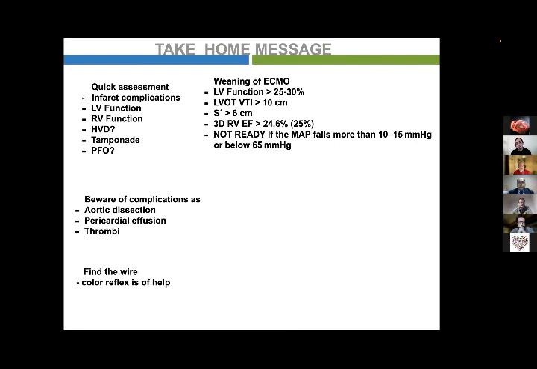Weaning of VA ECMO is looking at the LV function. It should be above 24.5 or 30, the LVOT above 10 centimeters, S-max above 6 centimeters. 3D RV function can be helpful. I would say above 25% is a good marker. And if MAP is falling around 10 to 15 millimeters mercury or below 65, the patient is not ready for weaning. That's another thing we have to take into account. And in my practice, TOE is almost guiding, TTE is almost for assessment, where we have a good window. So I come to an end.